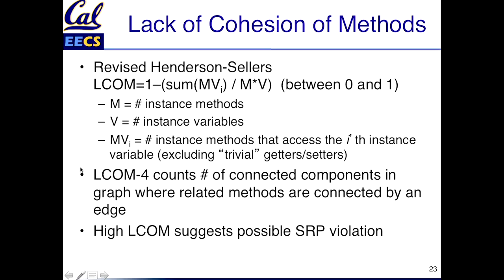There's another variant called LCOM4, which tries to measure a similar thing but does it with a quite different technique. You basically make a graph in which methods that are related to each other by accessing the same instance variable are connected, and then you look at how many different connected components there are in the graph. And in either case, a high value for lack of cohesion suggests a possible SRP violation. So as with individual methods, there's both qualitative and quantitative things that you can look at.